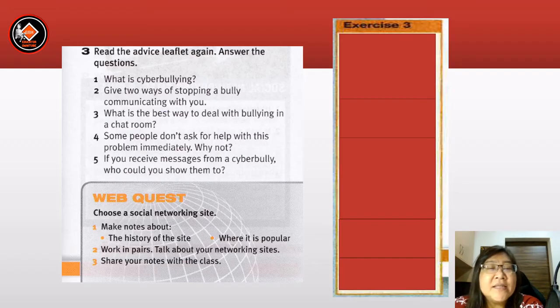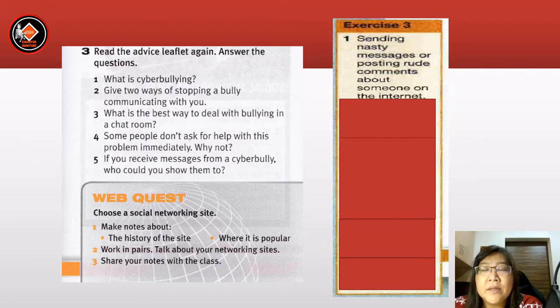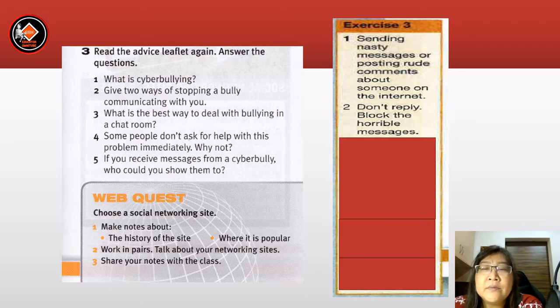Dear students, read the advice leaflet again. Answer the questions. Number 1, what is cyberbullying? The answer is sending nasty messages or posting rude comments about someone on the internet. Number 2, give 2 ways of stopping a bully communicating with you. So the answer is don't reply and also block the horrible messages.